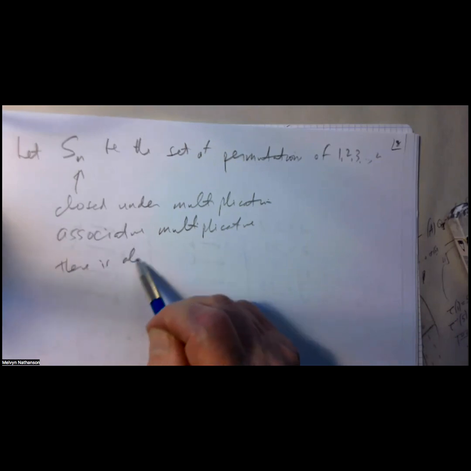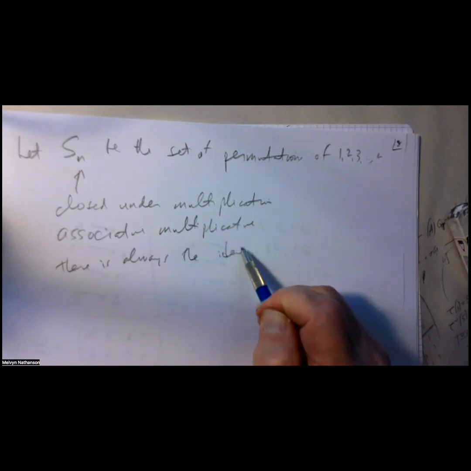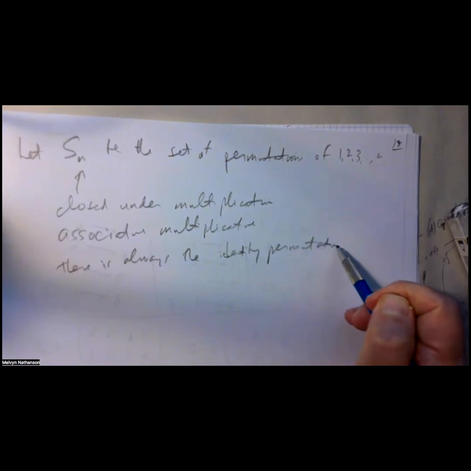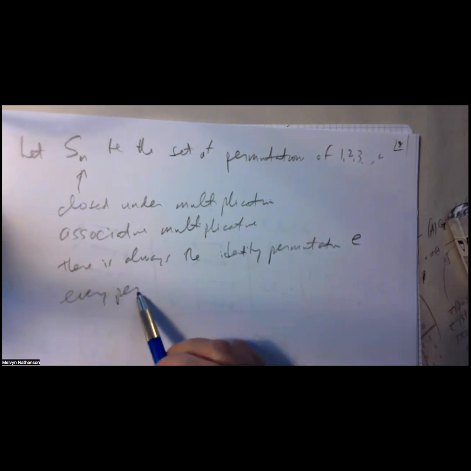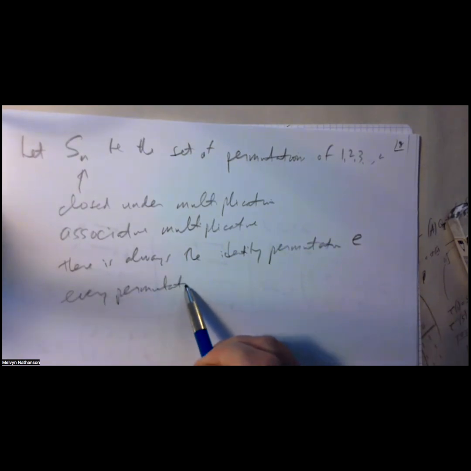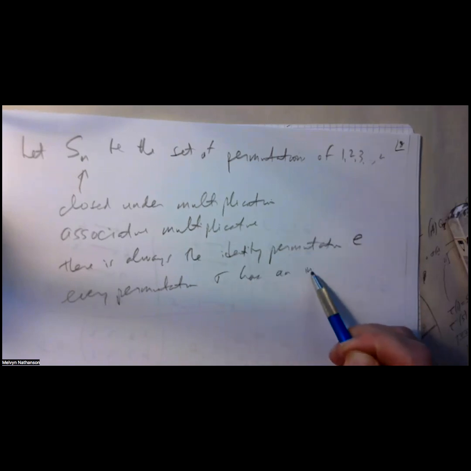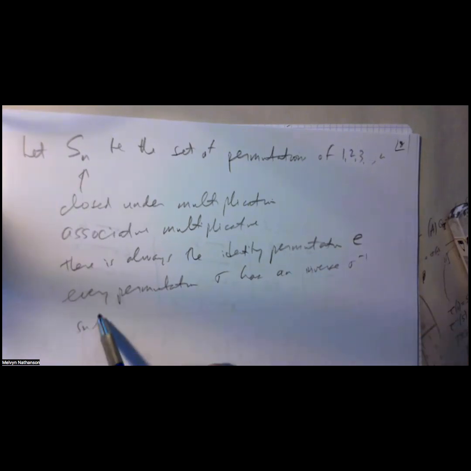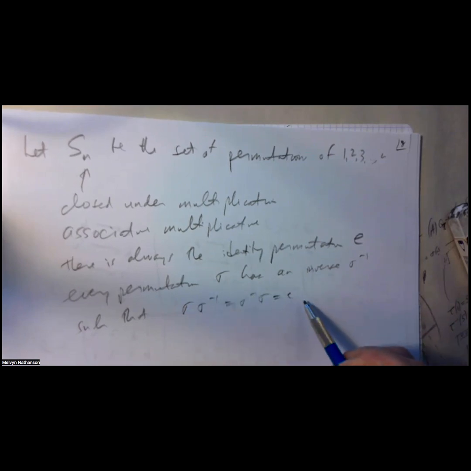There is always the identity permutation. And every permutation sigma has an inverse. There's another permutation we call sigma inverse, such that when you compose the two of them, sigma sigma inverse and sigma inverse sigma are both equal to the identity.